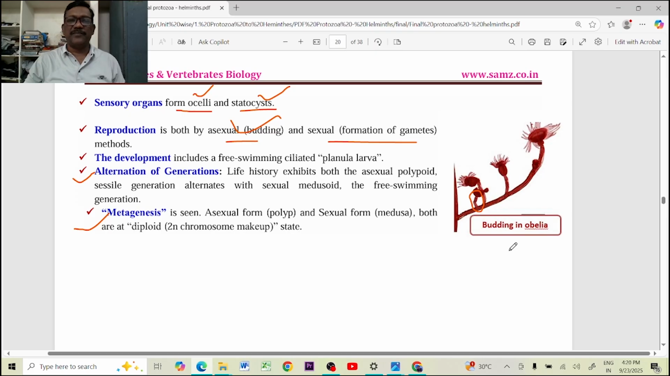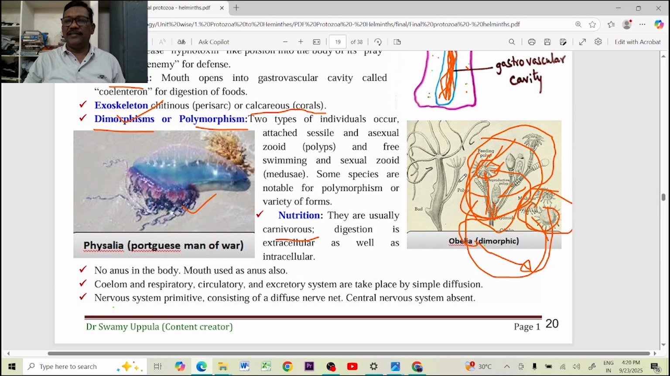Metagenesis. What is this? You can see this adult organism is diploid, 2n, meaning 2n number of chromosomes are present in this organism. This adult colony is formed by the fusion of gametes, sperm cells and egg cells. Sperm cell and egg cell are haploid, n and n. These fuse to form the zygote. The zygote develops as a larva, and the larva develops as an adult organism. That's why this is in the 2n stage.